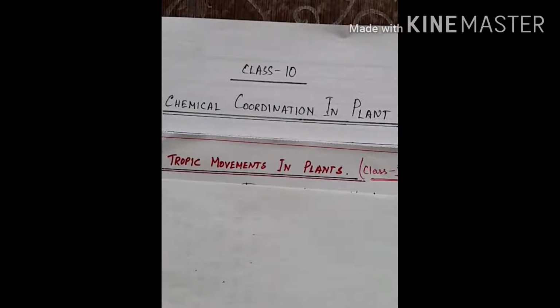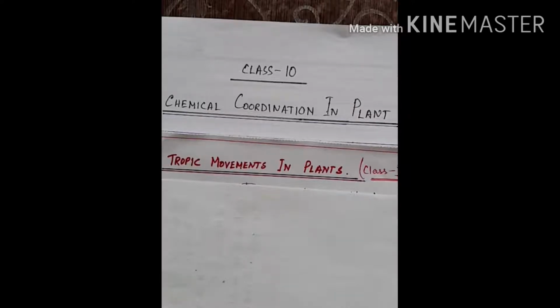The name of the chapter is Chemical Coordination in Plant for Class 10. This is the second video clipping for the chapter. And today's topic is tropic movement in plants.